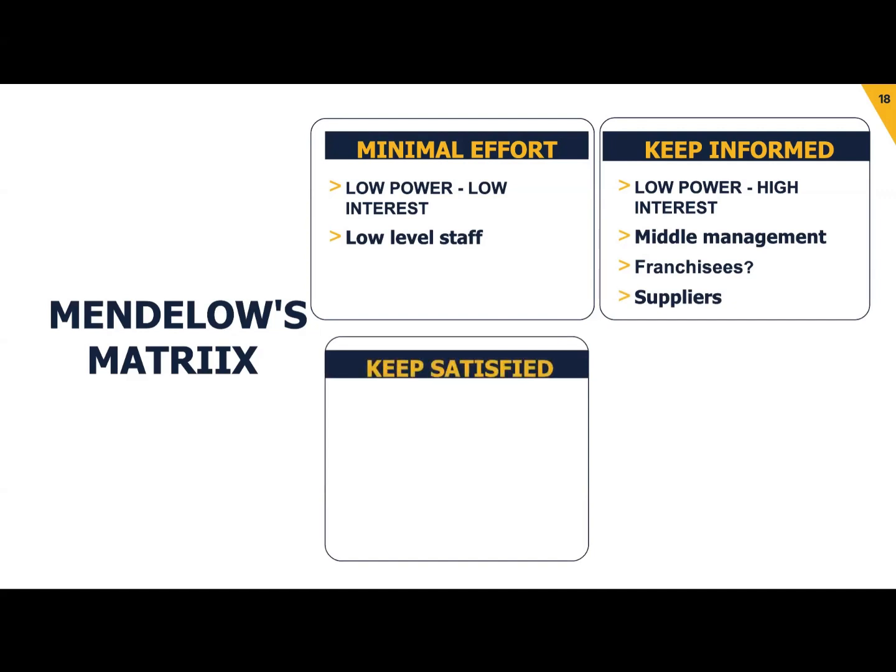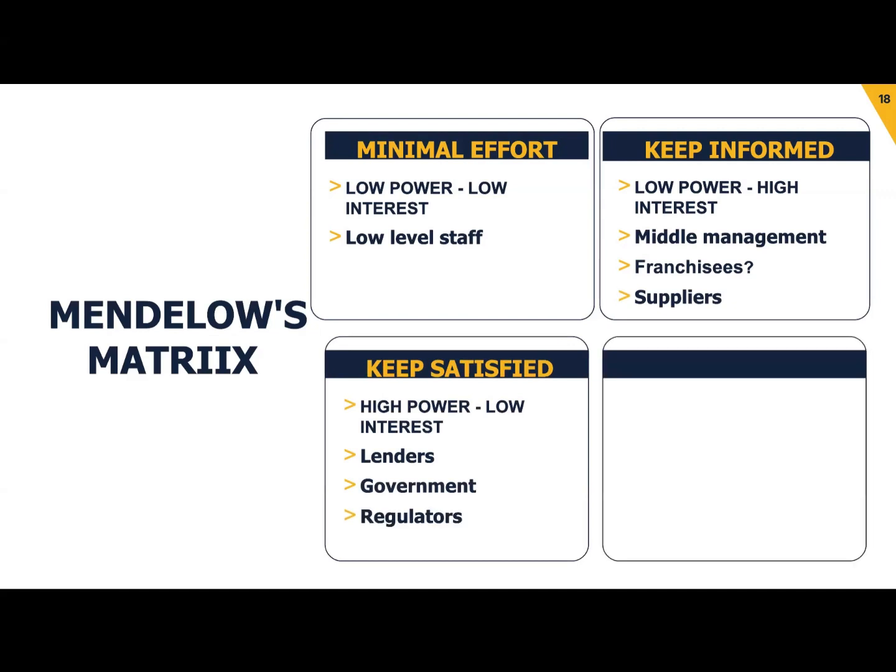Outside of that, next area, keep satisfied. Let's remember that under the keep satisfied banner, high power, low interest. Big mistake that students make here, I think sometimes, is with individuals, not so much the lenders, but government and indeed regulators. They tend to put them in the key player category because they believe they have high power and high interest. No, governments and regulators are only interested in Trymar to the extent that Trymar fall foul of regulation.